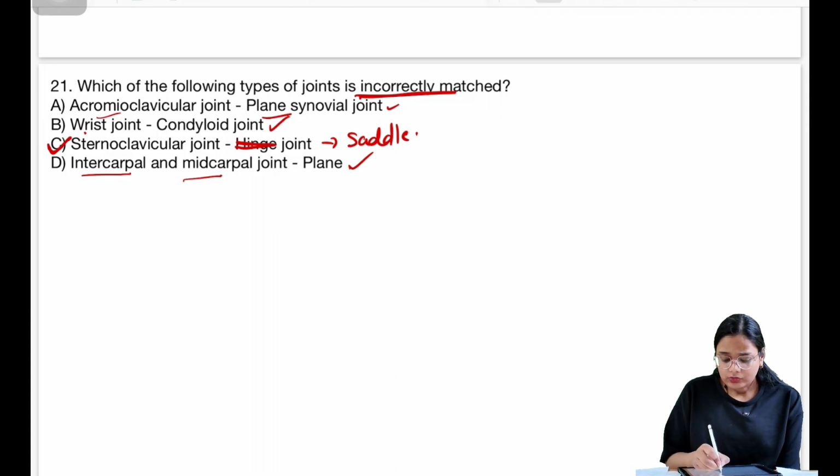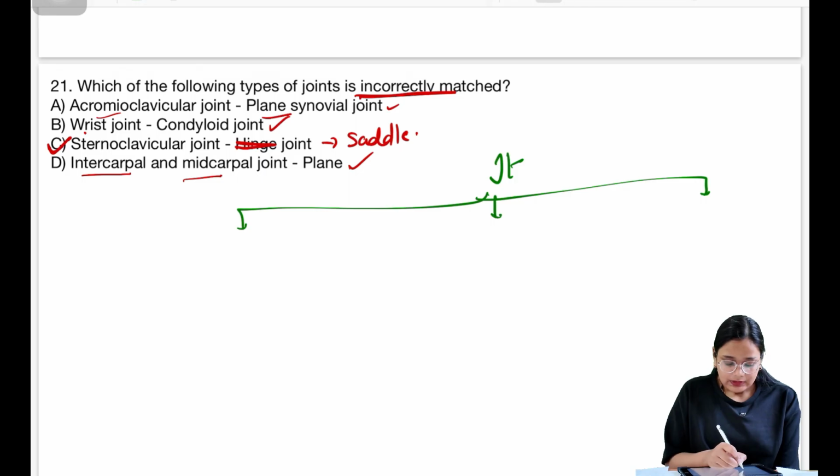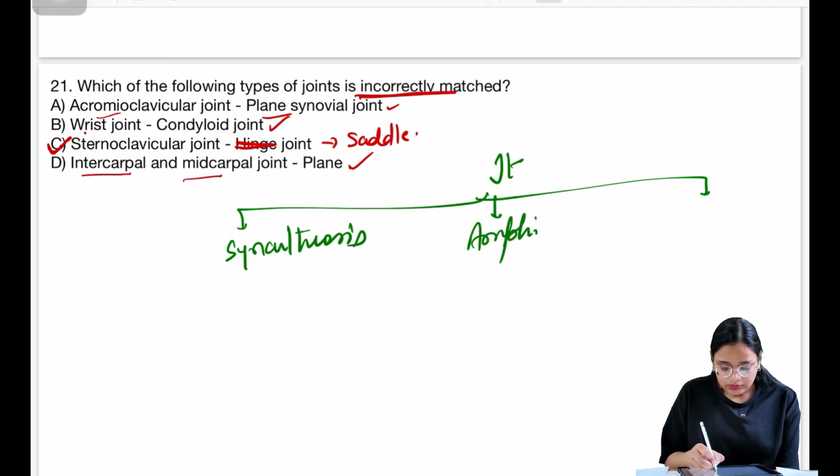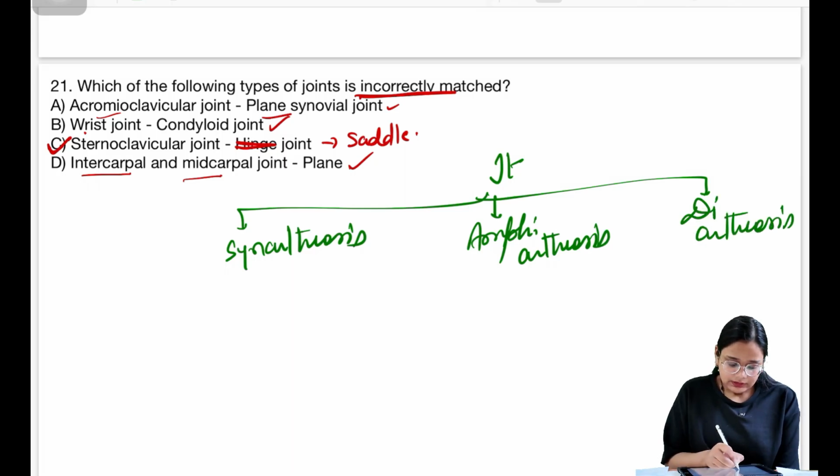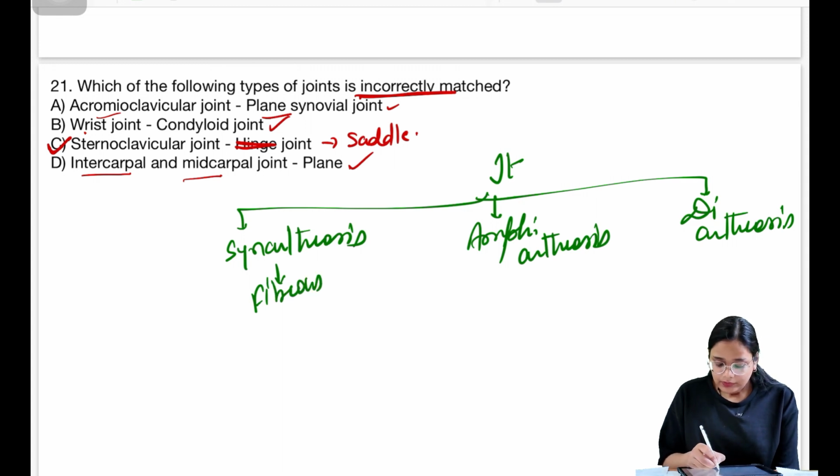Okay. So for the joints you need to remember they are mainly categorized into 3: synarthrosis, amphiarthrosis and diarthrosis. Okay. Synarthrosis means fibrous joint, no movement at all. Amphiarthrosis means slightly movable or very little movement, so these are cartilaginous joints. And diarthrosis means freely movable, which are our synovial joints.